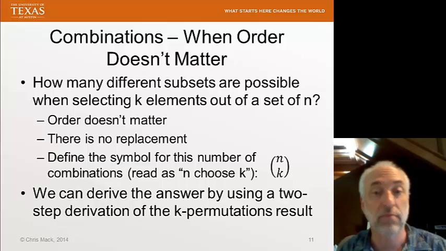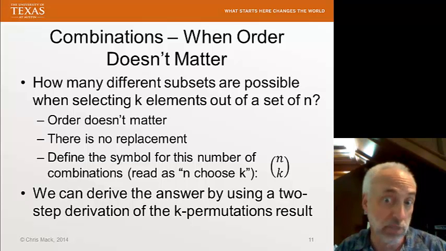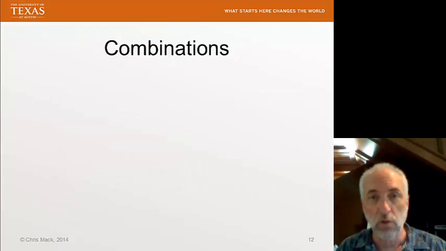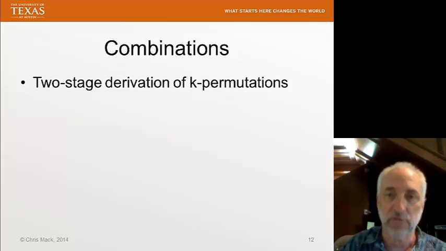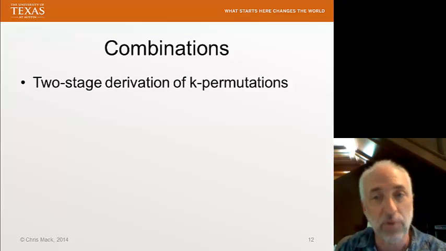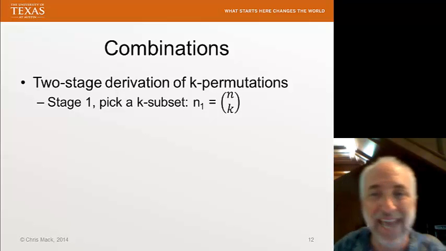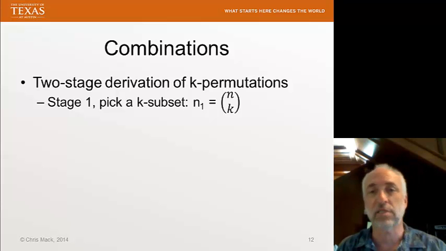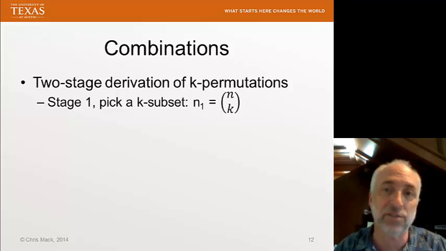Let's derive that. And I'll do it by using a two-step derivation based on the k-permutations results that we just got before. So, to create a combination, I'll do a two-stage derivation of the k-permutations result. In stage one, I'm going to pick a k subset. How many different k subsets are there out of a set of n? Well, we don't know the answer yet, but we have a symbol to represent that answer. It's n choose k.